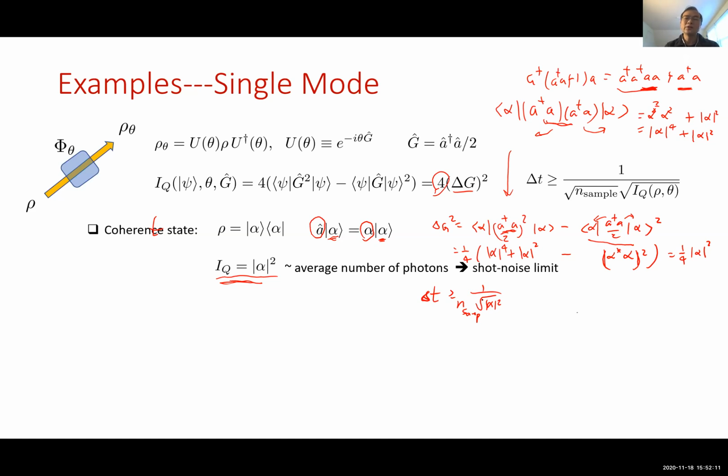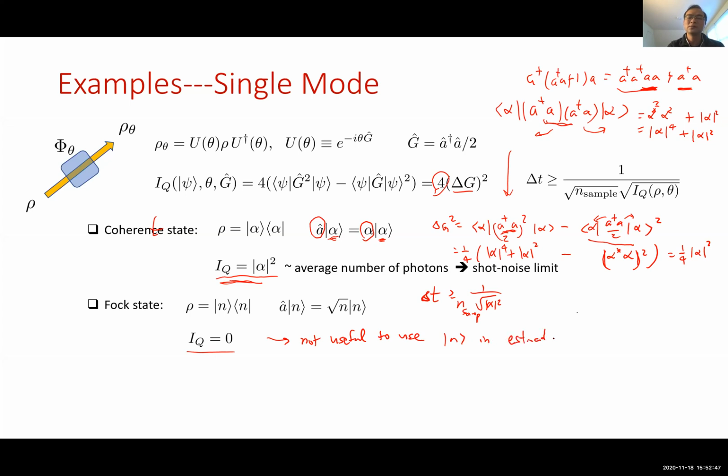The coherent state has a Poissonian distribution, so there's a random photon number appearing at the detector. You could also look at the so-called Fock state. It's a definite number state. A definite number state has no fluctuation in the number, so the Fisher information is 0. That means it's probably not useful in estimating theta.